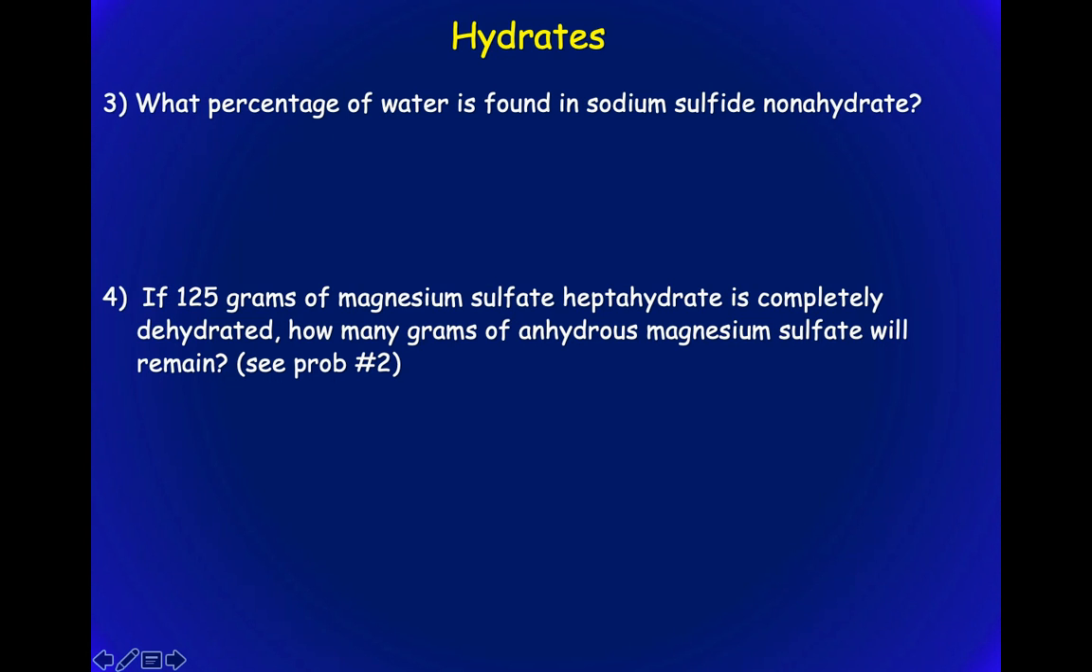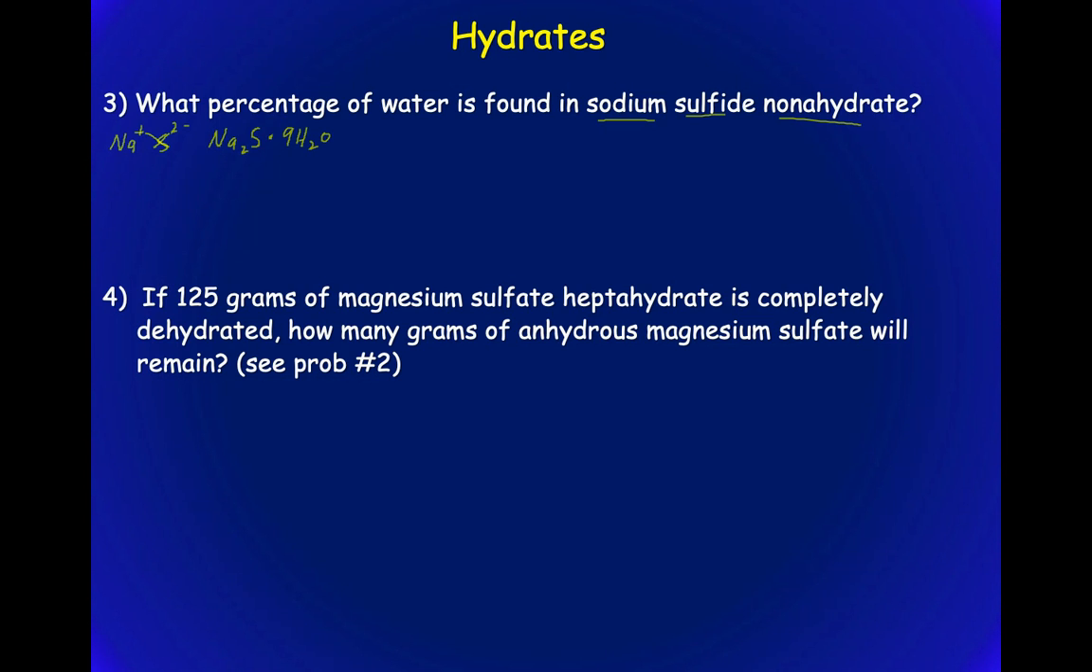Okay, so quick practice problem here. Let's just say, what is the percent water found in sodium sulfide nonahydrate? Let's do it. Sodium is +1. Sulfide is -2. We will crisscross, and we will get Na2S dot nonahydrate is 9H2O.